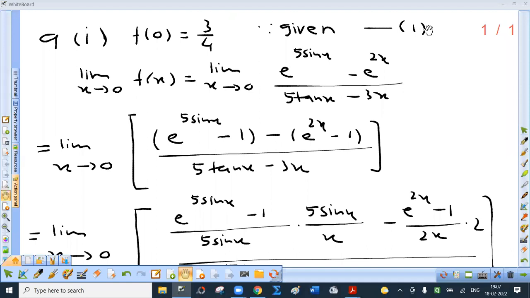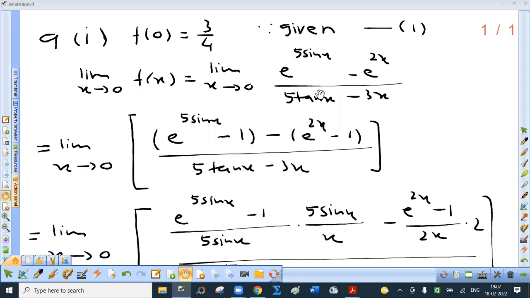Sum 9. Which of the following functions has a removable discontinuity? If it has a removable discontinuity, redefine the function so that it becomes continuous. First one, f of x is e raised to 5 sin x minus e raised to 2x upon 5 tan x minus 3x for x not equal to 0, equal to 3 by 4 for x equal to 0. And we have to discuss continuity at x equal to 0. f of 0 is given to be 3 by 4.